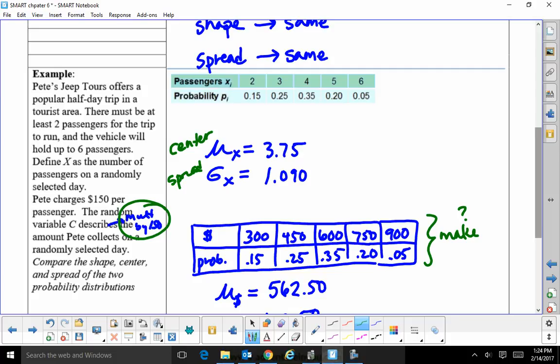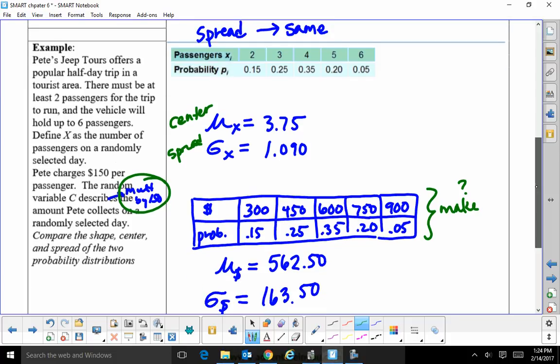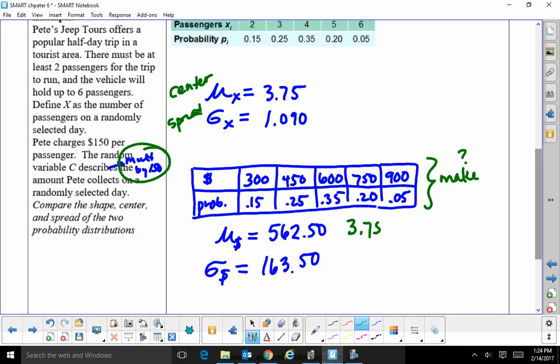My standard deviation is the spread. If I square it, that is variance. So all I had to do was take that 3.75 and multiply by 150, and that would have given me the answer. For the standard deviation, all I had to do was take that 1.090 and multiply by the absolute value of 150, which is 150, and that would have given me my answer. That's what this is helping you see, this relationship between the transformations on a variable. And what about the shape of the two? They would be the same.